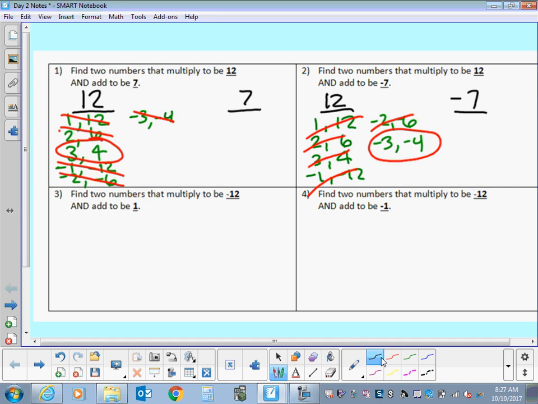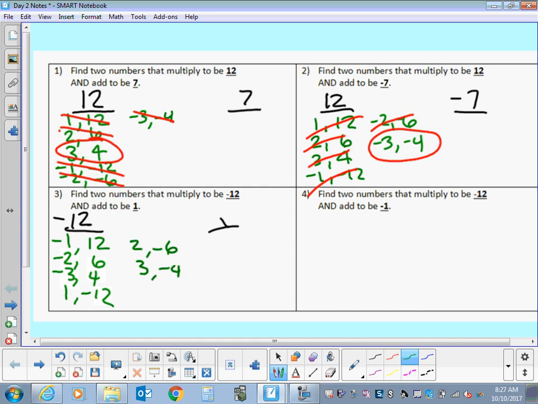Can you see okay over there? Find two numbers that multiply to be negative 12 and add to be positive 1. So my factors stay the same, it's just my negatives change. So let's go through negative 1, positive 12, negative 2, positive 6, negative 3, positive 4. Because only one needs a negative to equal negative 12. Then I do the opposites. 1, negative 12, positive 2, negative 6, 3, negative 4. Those are all factors of negative 12.